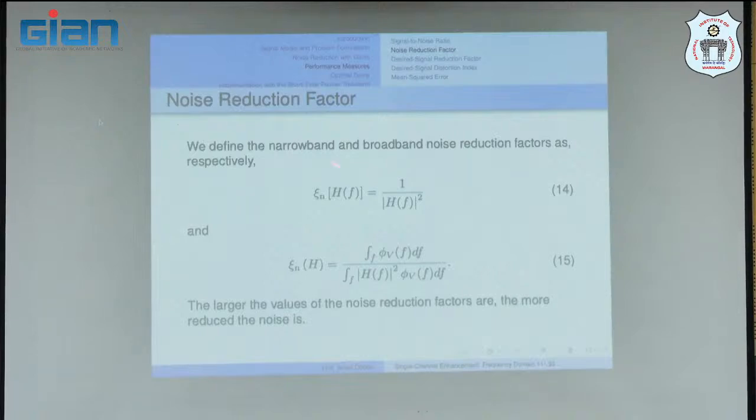Okay, make sure that you don't take the integral here, because this was reduced. So you need to take the integral here. You need to keep the variance of V in the numerator and denominator, then take the integral. Of course, because we understand that it's the energy, the total variance of the noise at the input and the output. This is the noise reduction factor. This is narrowband and broadband.